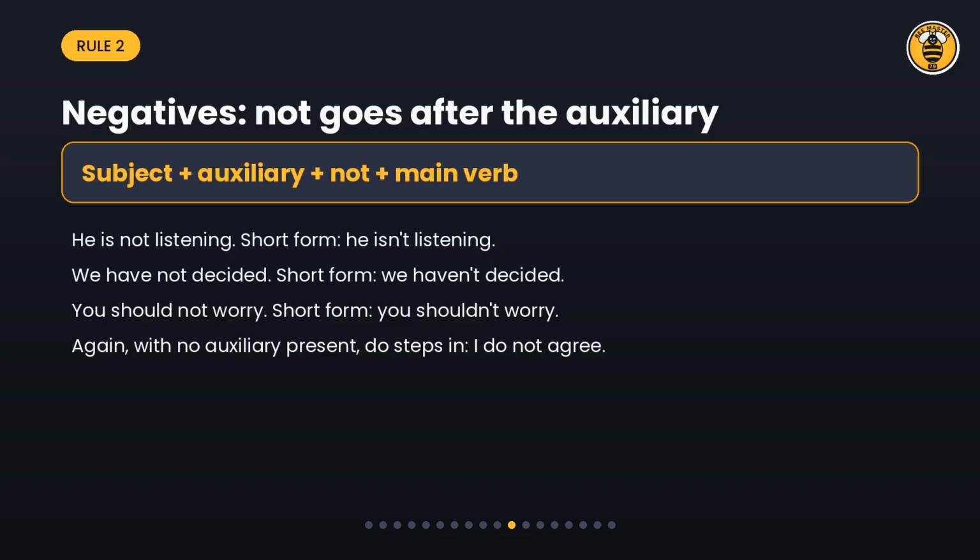Rule 2. To make a sentence negative, put not straight after the auxiliary. He is not listening. We have not decided. You should not worry. In everyday speech, those almost always contract. Isn't listening, haven't decided, shouldn't worry. And once again, if there is no auxiliary in the sentence to attach not to, do steps in. I do not agree.